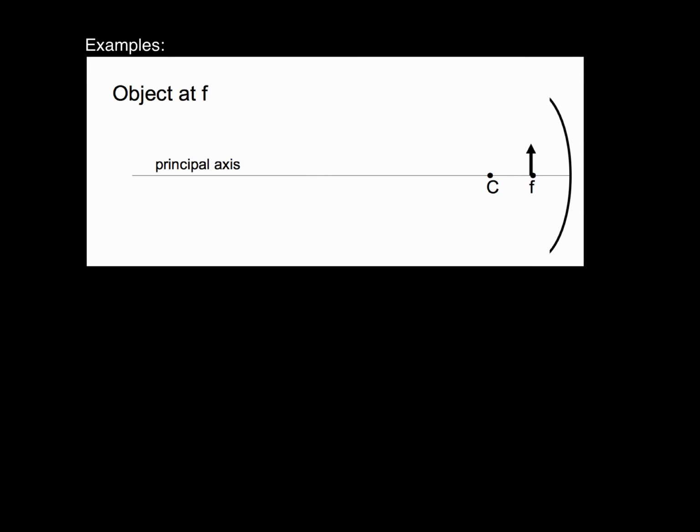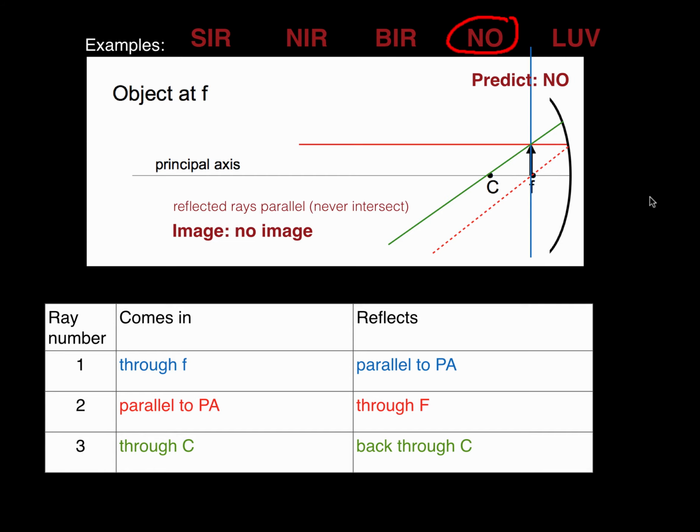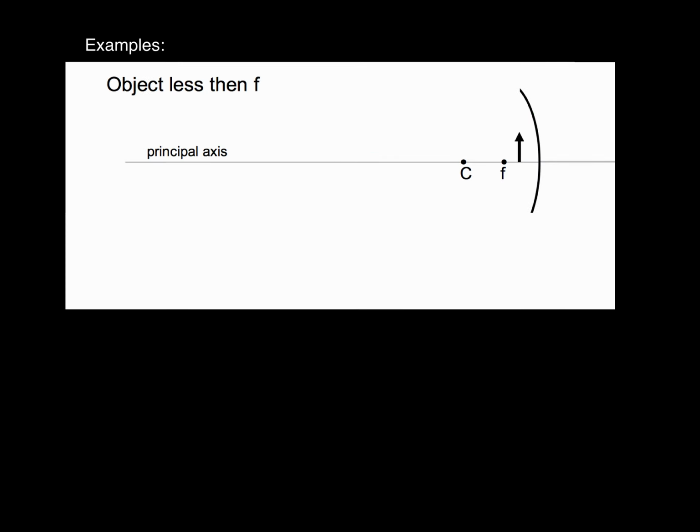If you place an object at F, we predict that there should be no image formed. We'll draw our 3 lines to confirm this. The first is a line that comes through the focus to the top of the image. Since the object is at the focus, this line never hits the mirror. The second line comes parallel to the principal axis and reflects through the focus. The third line comes through center, hits the mirror, and reflects back. These 2 reflected rays are parallel. They will never intersect. And because there's never an intersection between the reflected rays, there's no image formed. It's just a blur.